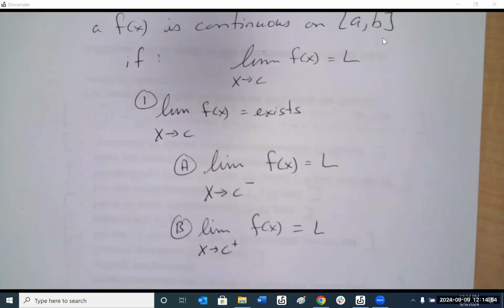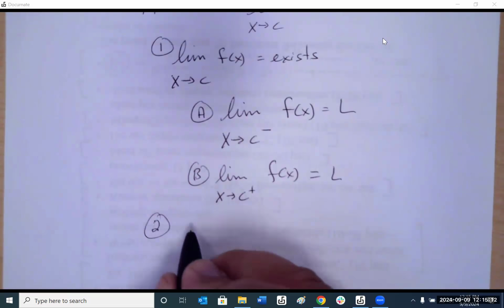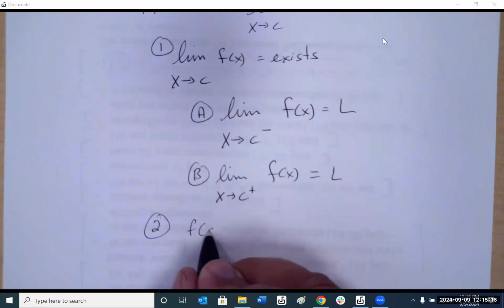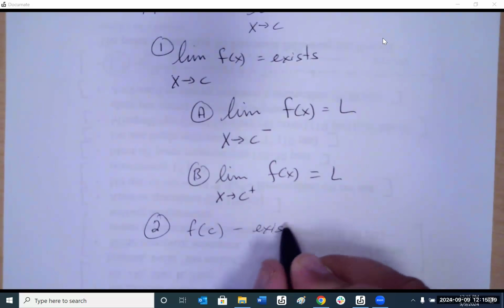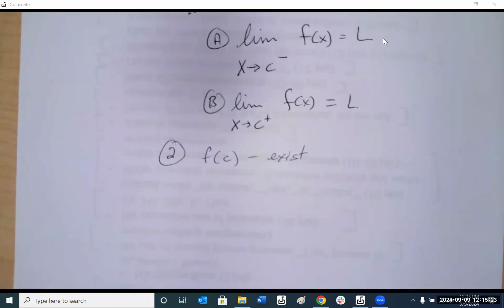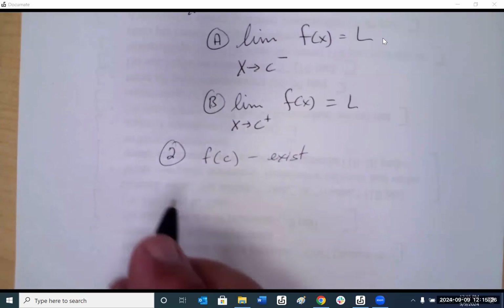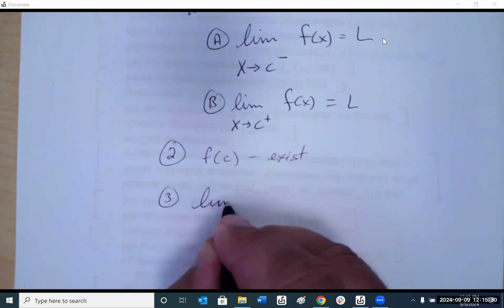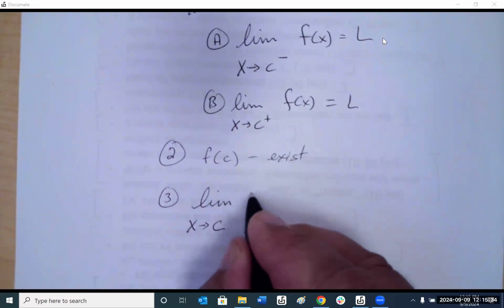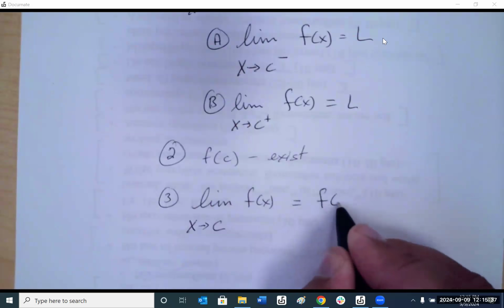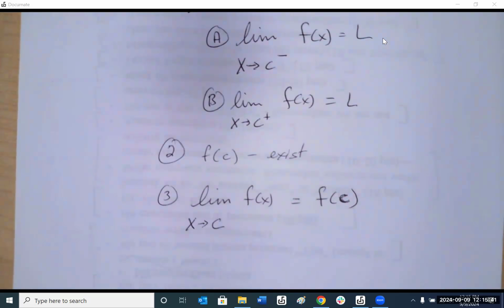At point c, if the function is not defined, that's why it skips. That's where we have an asymptote. And we'll look at some of those examples today. So that's the first one. Second, f of c has to exist. And the limit as x approaches c, and they have to be the same. So the limits have to exist, the point has to exist, and they have to be the same point.